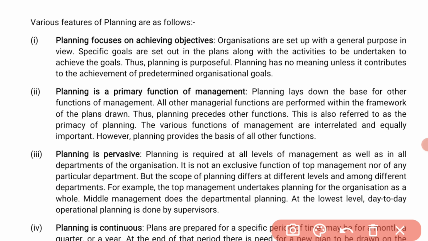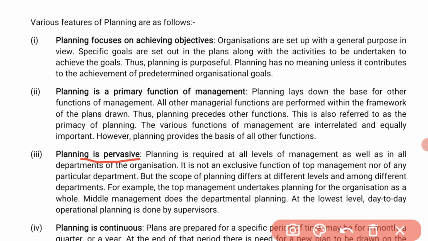Next, that is planning is pervasive. Planning is required at all levels of management, which we already knew, and in every department. It is not an exclusive function of top management nor of any particular department, but the scope of planning differs at different levels and among different departments. Planning is pervasive. It means planning takes place in every department, or we can say at all levels of management. It is not related to only one department or any one level. All levels means it may be the top level, middle level or low level.